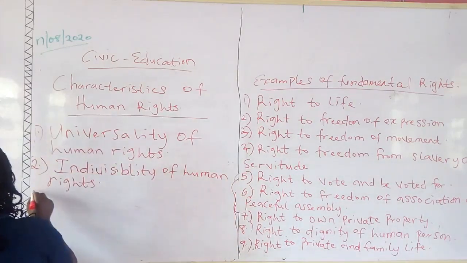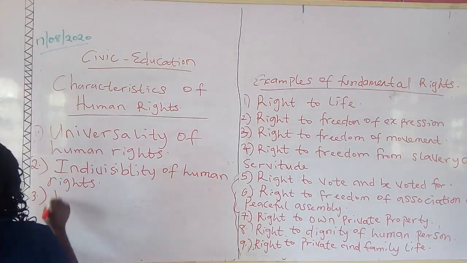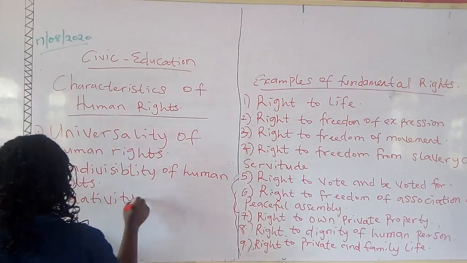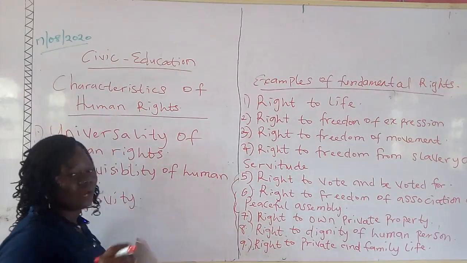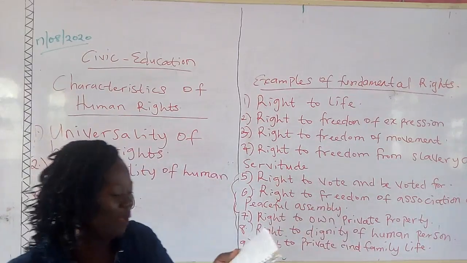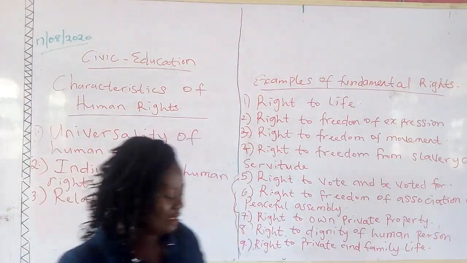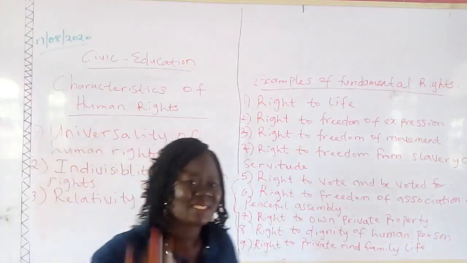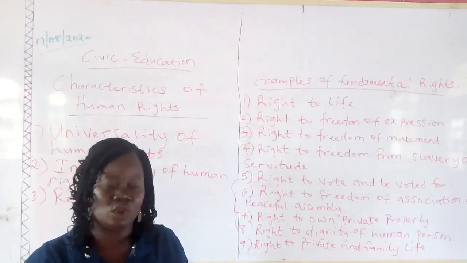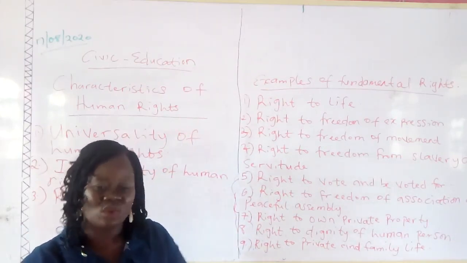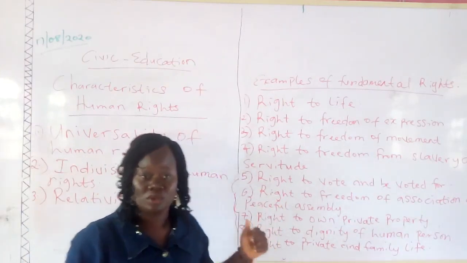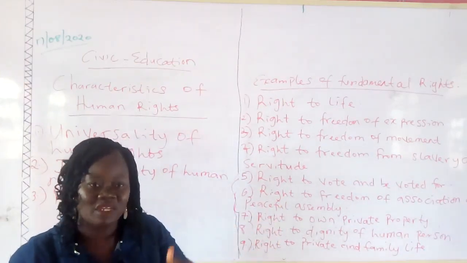Then, number 3, relativity. The fundamental human right is relative. Relative in the sense that it deals with the relationship among citizens, and no citizen at all has the moral right to deny or to limit the right of another individual. And that was why it was even engraved in the Constitution, because if it is not done, a lot of our rights would have been infringed upon.